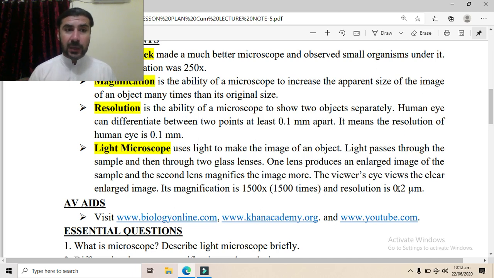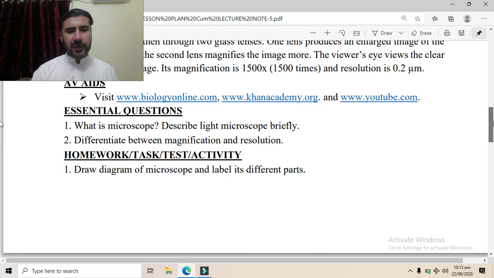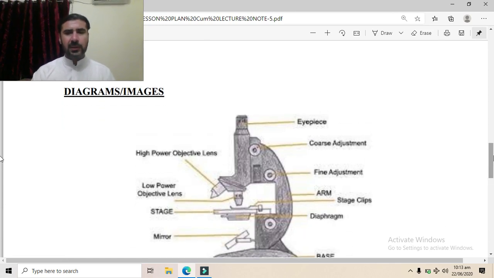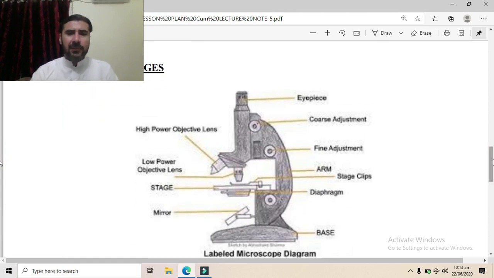But if they are very close to each other and the distance between the two objects is less than 0.2 micrometer, then the light microscope cannot differentiate those two things. Then that will be just one image. Now we are moving towards some diagrams and images. We will observe the microscope in this image. Now look at the image.